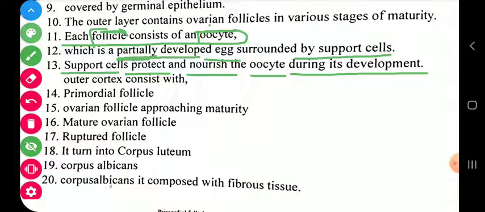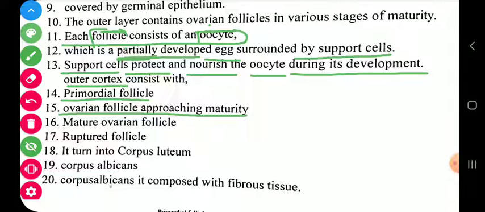The outer cortex consists of the primordial follicle. Ovarian follicle approaching maturity. You can see the structures that are present in the outer cortex. Now remember, these are in different periods: primordial follicle, ovarian follicle approaching maturity.